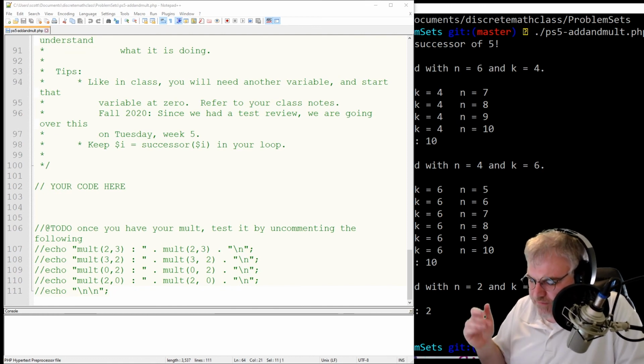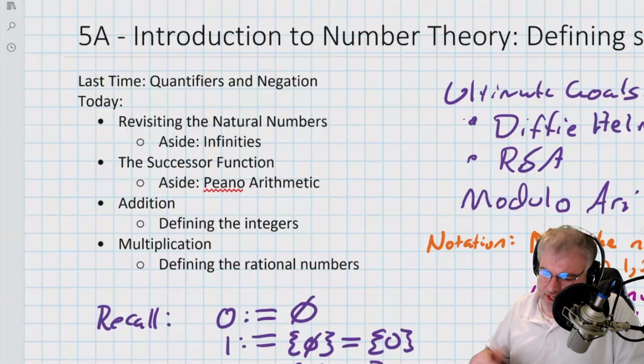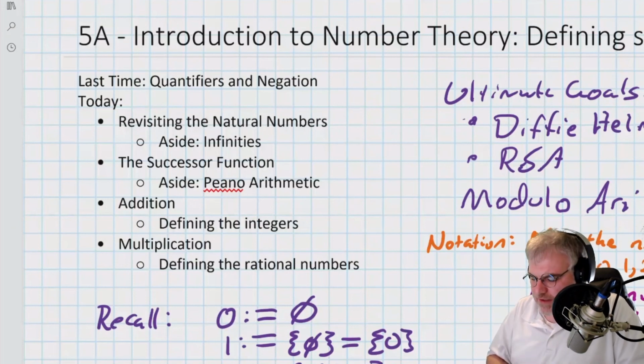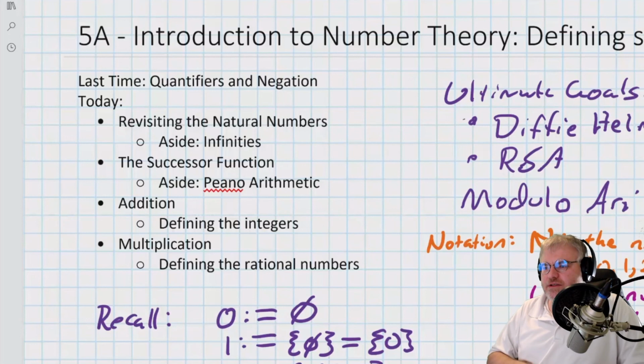Today we did revisiting the natural numbers. Okay. So today we did revisiting the natural numbers. We talked about infinity. We talked about the successor function. I didn't do Peano arithmetic. Oh, well. I sort of mentioned it. Defining the integers and multiplication.